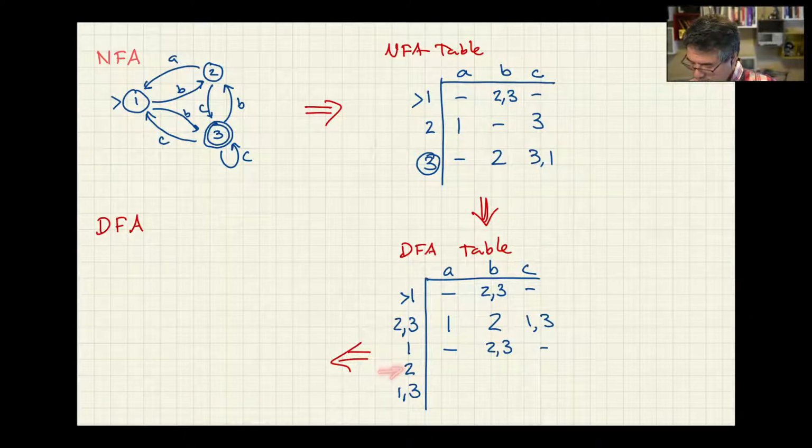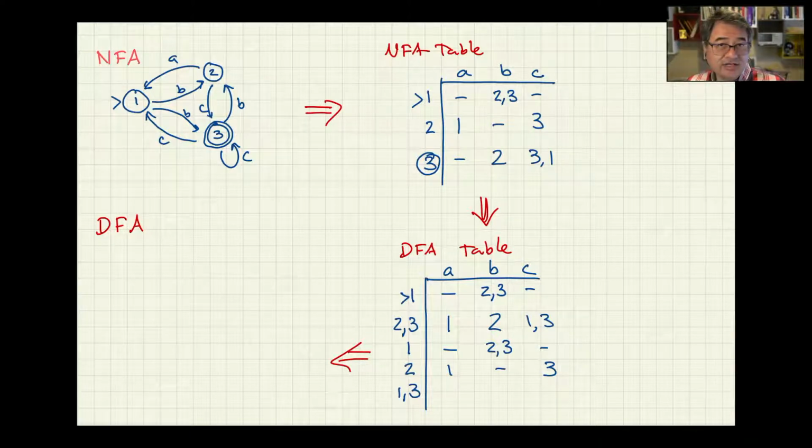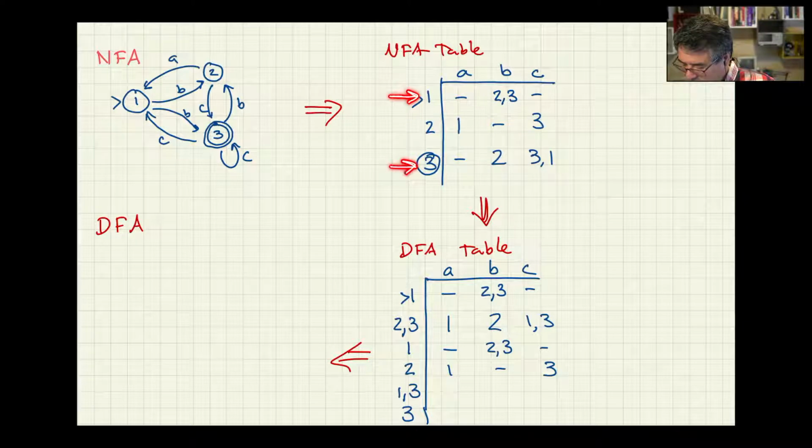This is the 2 row here. We can just copy this row. 1, dash, 3. And we actually just added something new. 1 was already there, but we just added 3. So that becomes a new state to add. Okay, 1, 3. We're looking at this row and this row.